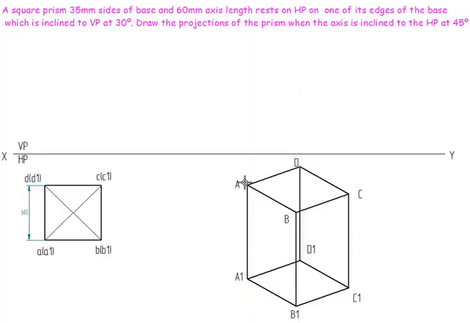Here A, B, B1, A1 is a lateral face. Similarly B, B1, C1, C is a lateral face. So we are going to retain them. A, B, C, D is the top face. D, D1, C1 is not seen, so we make this line a hidden line. Similarly A, A1, D1, D is not seen, so we keep this one as hidden lines.